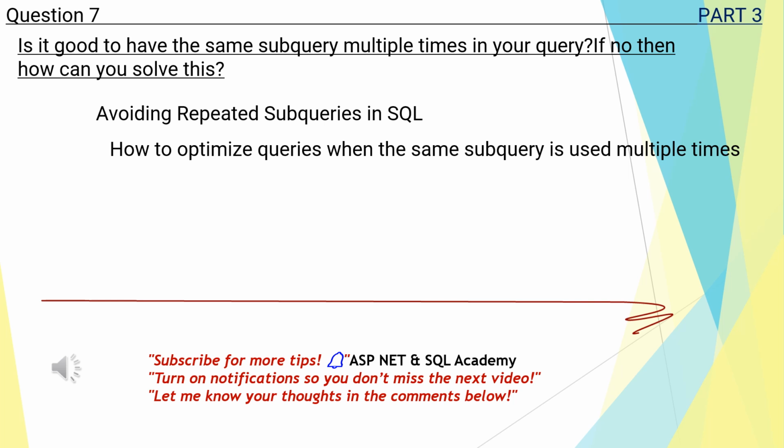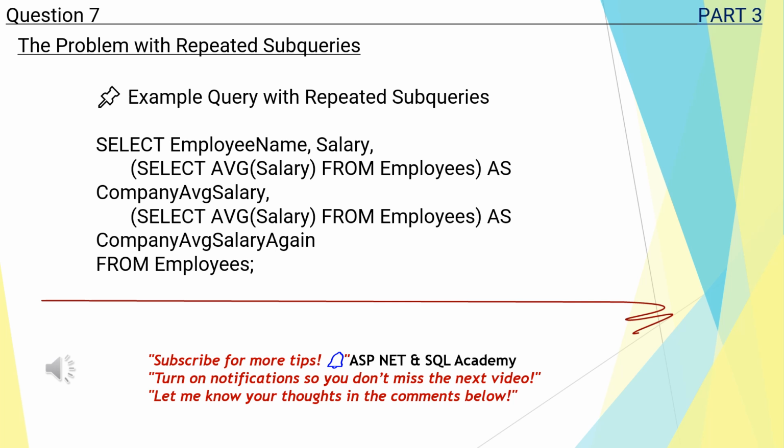In this session, we will discuss whether it is good to use the same subquery multiple times in a query and how we can solve this issue to make our SQL queries more efficient. Let us get started. Here is an example where the same subquery is used twice in the query. We are calculating the company's average salary twice, which is redundant and inefficient.